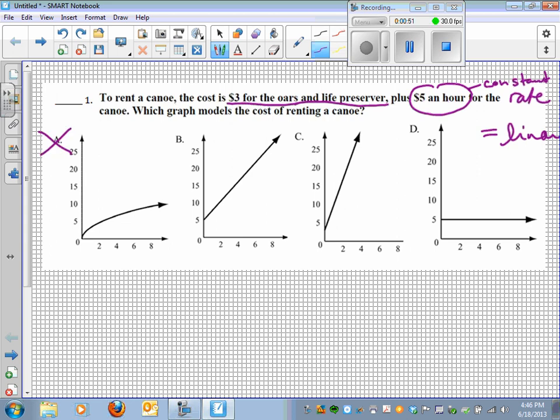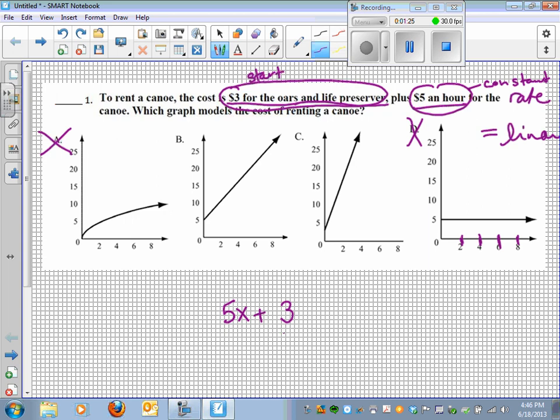Now then, as the hours go on, see there's 2 hours, 4 hours, 6 hours, 8 hours. As the hours go on, the amount of money should be going up. So D is not the answer. Now $3 for the oars. The only difference is that this amount is the same every time. It doesn't change according to the number of hours, which means the starting point is 3 and the rate of change is 5. So 5x plus 3.